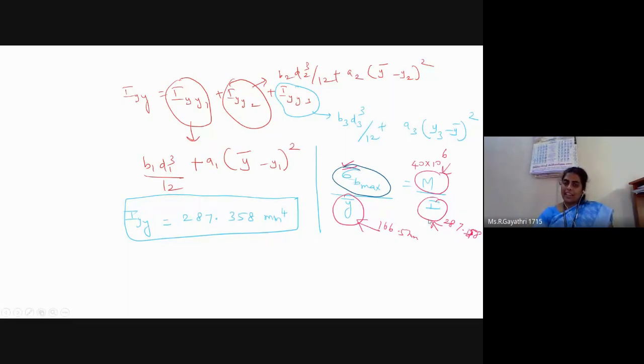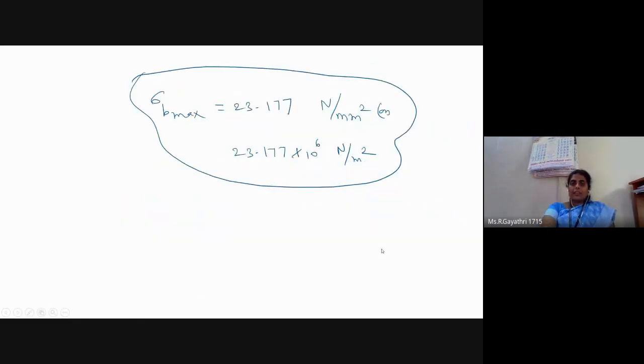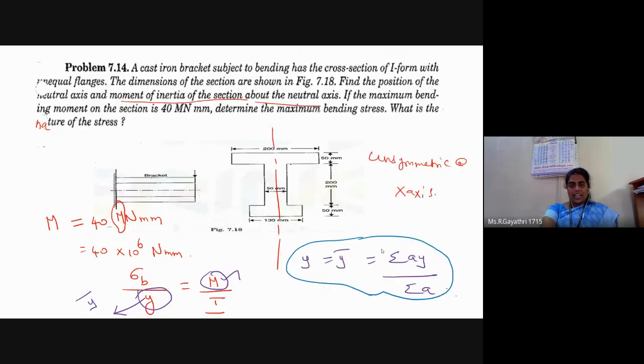So we got I value. We know moment value. Here y means y bar for this unsymmetrical section. So sigma B max by y bar is equal to M by I. We can substitute values of other variables. It will give us 23.177 Newton per mm square. 1 millimeter is equal to 10 power minus 3 meter. Mm square means 10 power minus 6 meter square. It goes up to 10 power 6 Newton per meter square. Okay. I solved this question.